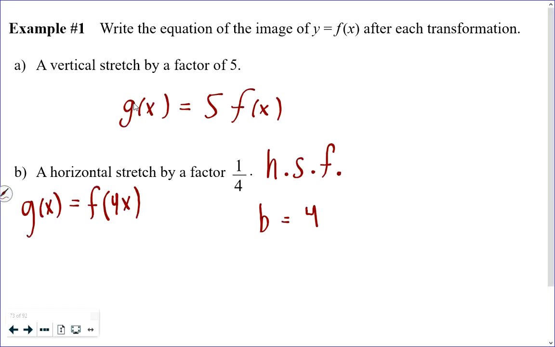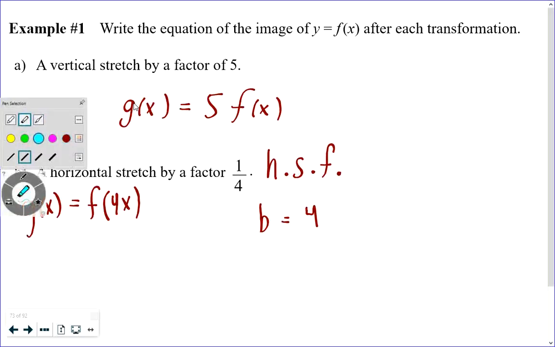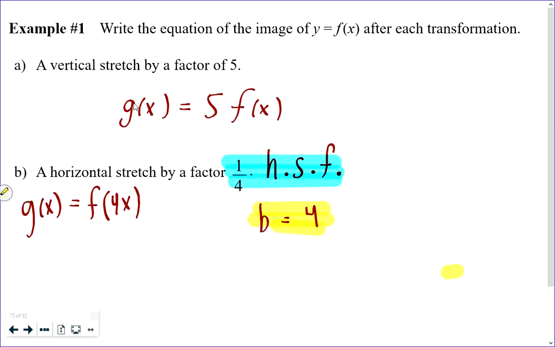So I want to make sure you understand something, because I can even see a student looking at what I've written here on the right and confusing what I'm saying. This is a different thing than this. I'm not saying horizontal stretch factor is b, which is 4. I'm saying the horizontal stretch factor is 1/4 and the parameter b is 4.